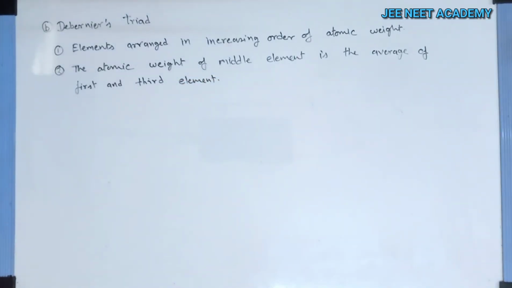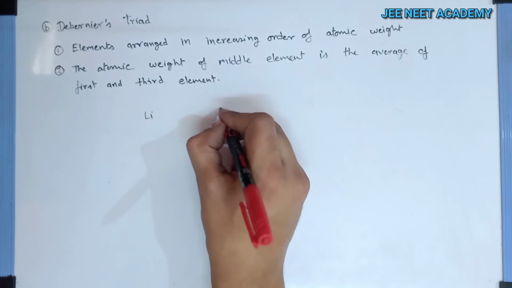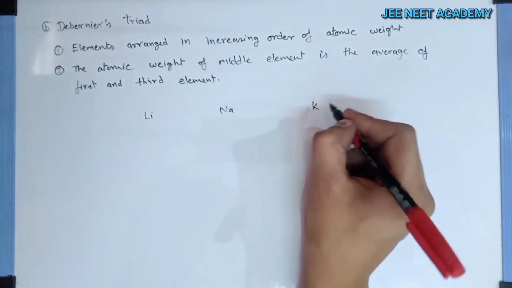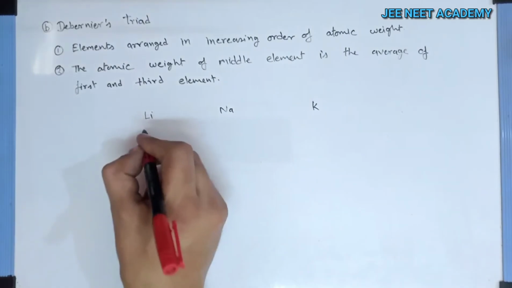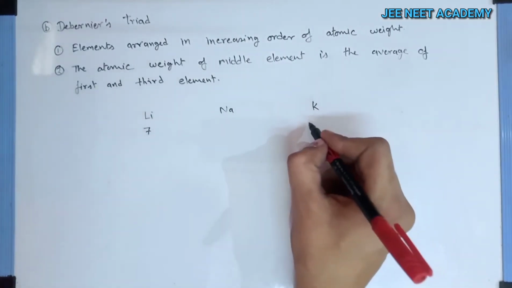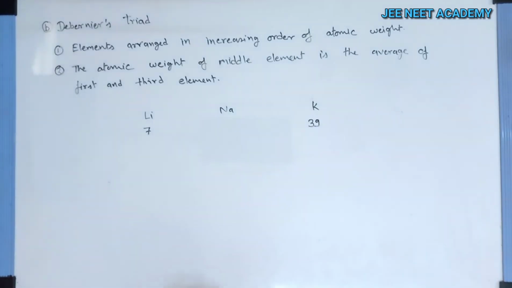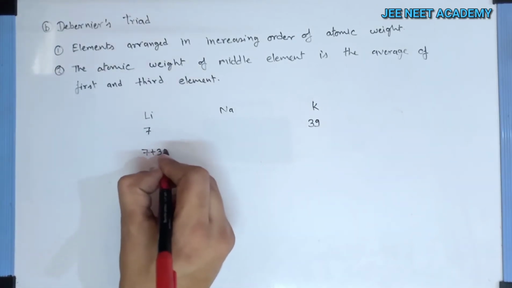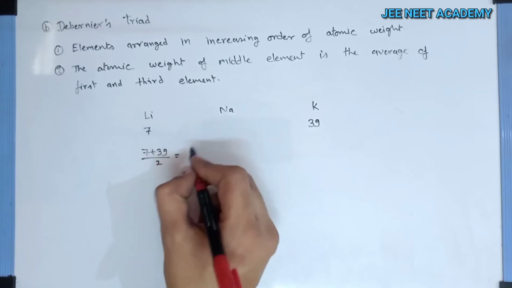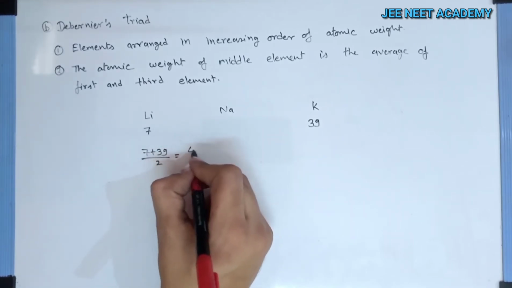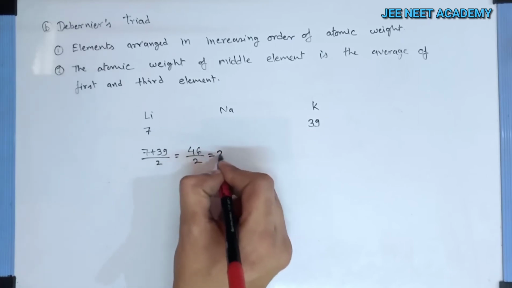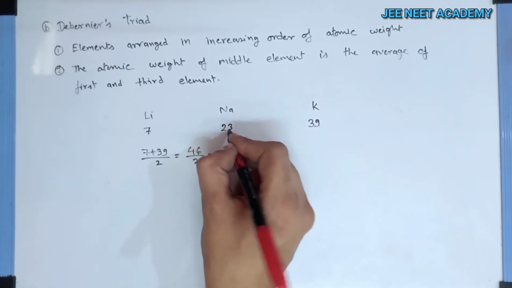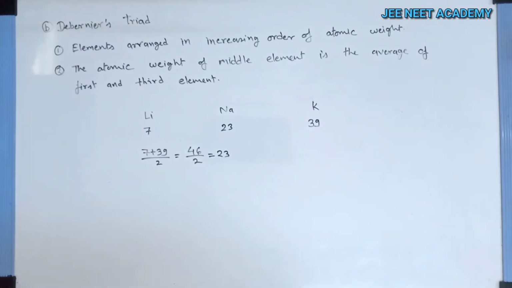In this classification, he gave example lithium, sodium, potassium. Atomic weight of lithium is 7. Potassium is 39. So according to Dobereiner, atomic weight of sodium is 7 plus 39 divided by 2. So 7 plus 39 is 46. Divided by 2 is equal to 23. So atomic weight for the sodium is 23, and it was right also.